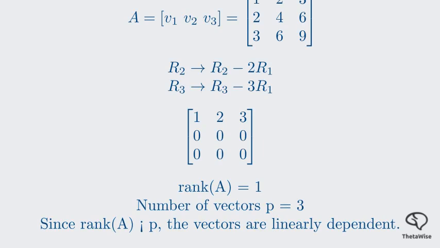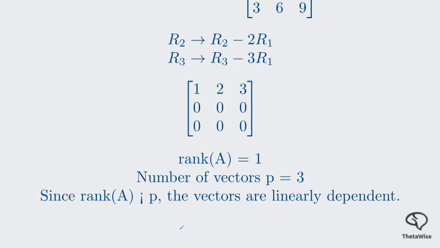This means we can find a non-trivial linear combination that equals the zero vector. In this case, we can see that v2 is 2 times v1, and v3 is 3 times v1. So 2v1 minus v2 equals the zero vector. This is a non-trivial solution, confirming linear dependence.